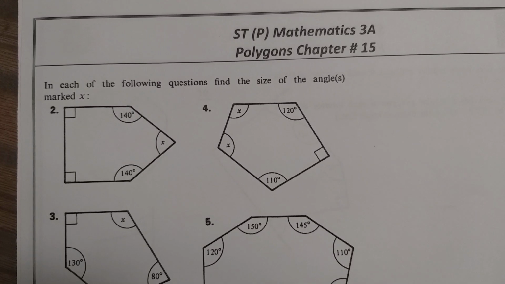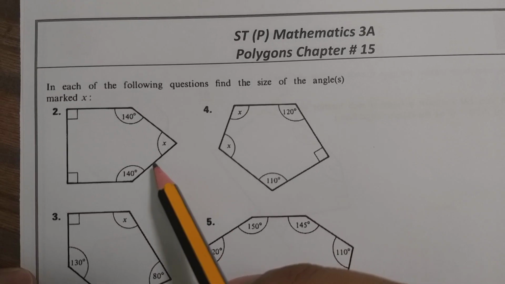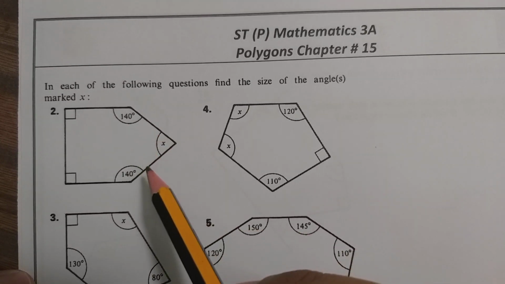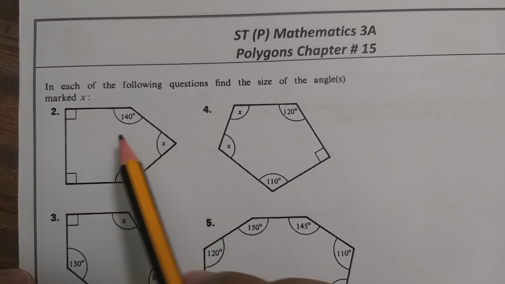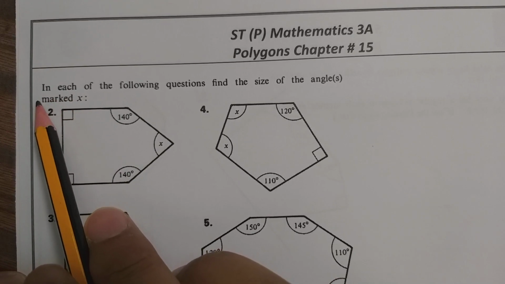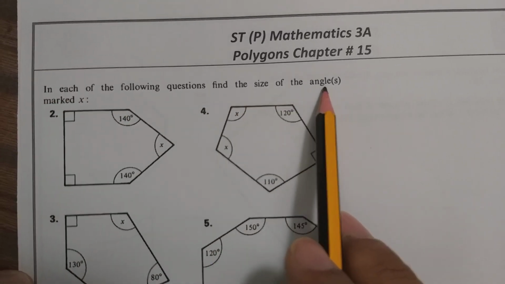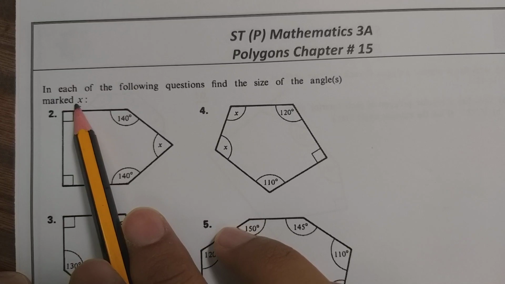In the previous question, we found out the sum of interior angles. So here it says, in each of the following questions, find the size of the marked angle, which is marked by x.